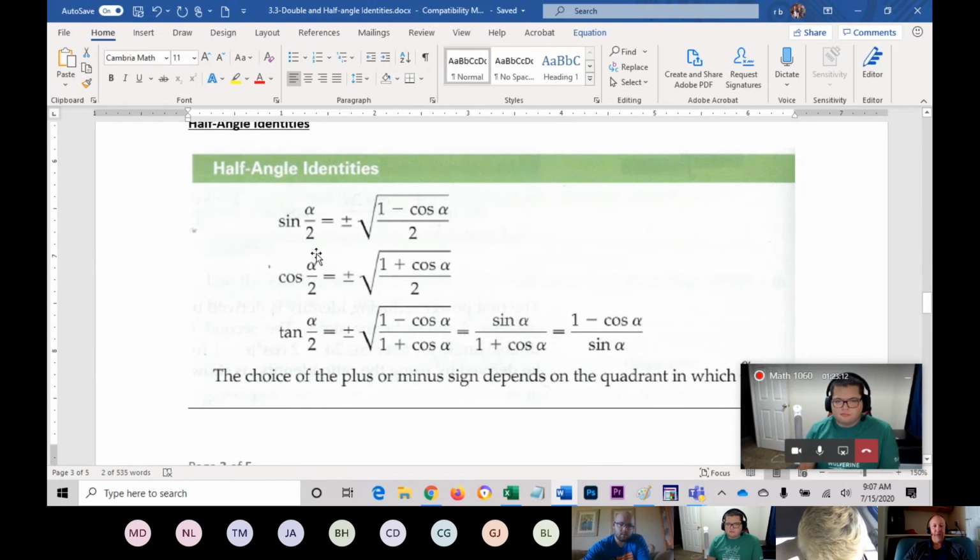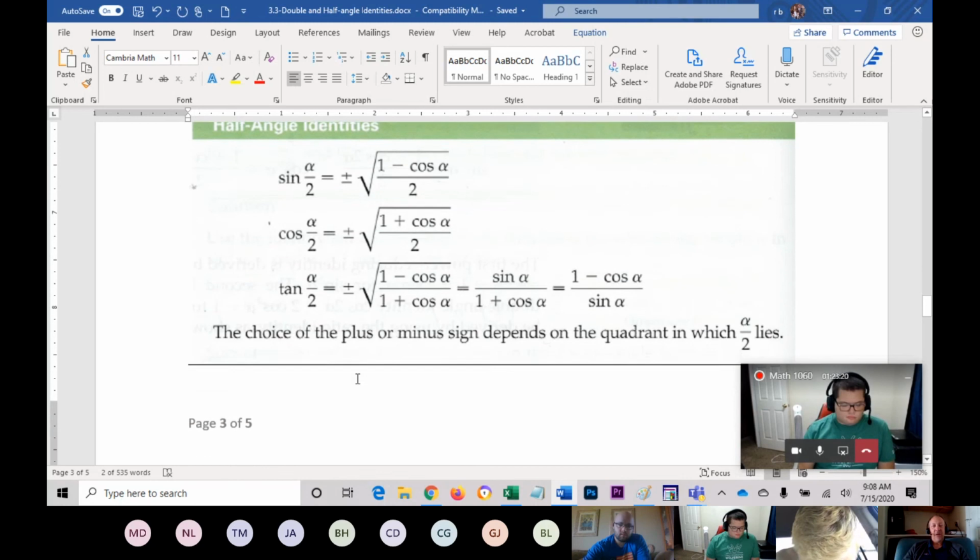So the sine of alpha over 2 is the plus or minus square root of (1 minus the cosine of alpha) over 2. Now, you have to decide whether the plus or minus depends on which quadrant alpha over 2 is in. So it could be plus, it could be minus. It just depends on which quadrant you're in. So that works with all of these.